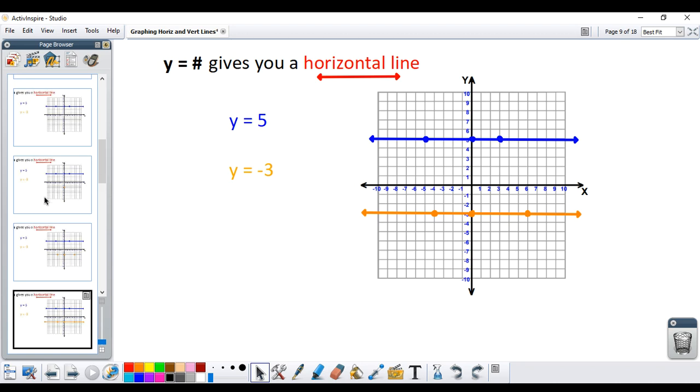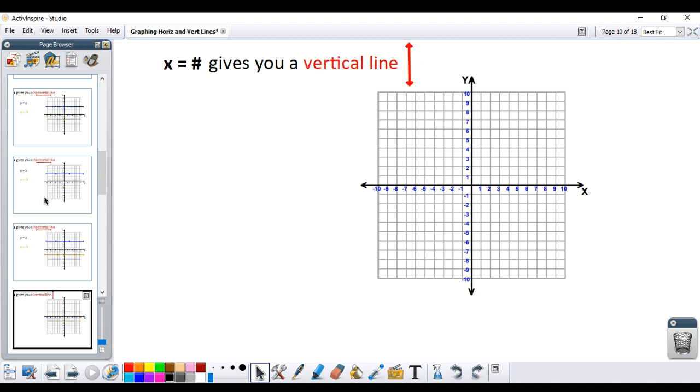Now let's talk about x equals. If x is equal to some number, then you should have a vertical line where every single x value, every single point has an x value of whatever the number is that you're given. So let's say we have x equals 5. Well, instead of moving up and down on the y-axis where y was 5, I want to move on the x-axis where x is equal to 5. So I'm going to put a point where x is equal to 5.